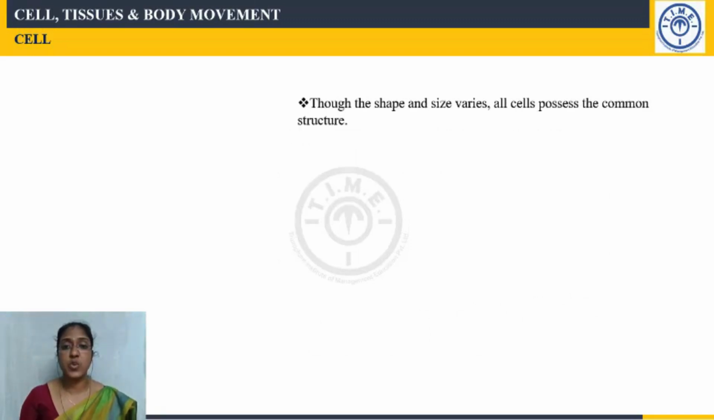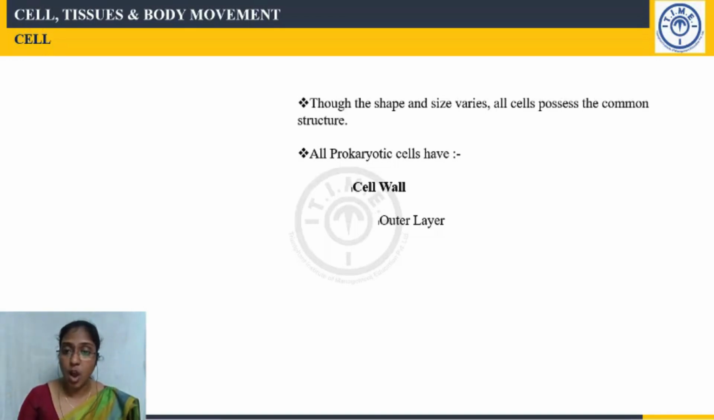All cells possess a common structure. Depending upon their functions, the shape and size of cells may vary, but they have a common structure. The common structures found in different cells, like cytoplasm, are present in all cells; cell membrane is present, cell wall is present, like that, features are common. Then all prokaryotic cells have, what are they? They have a cell wall. All prokaryotic cells possess a cell wall. What is a cell wall? A cell wall is the outer layer, and it provides integrity to the cell.